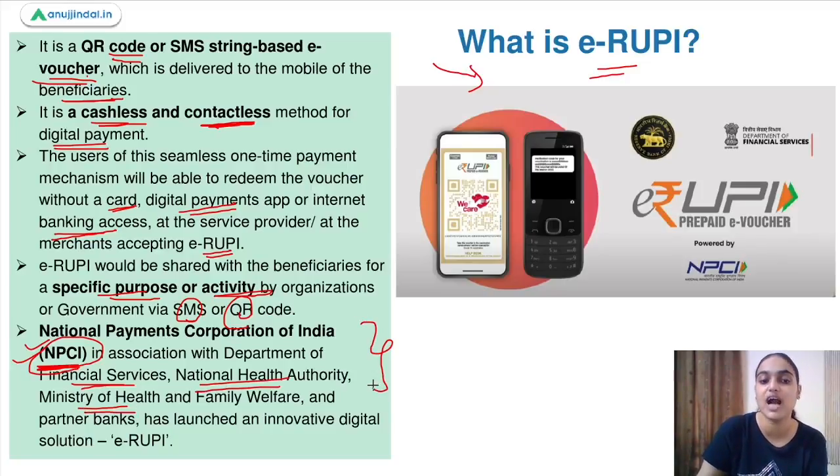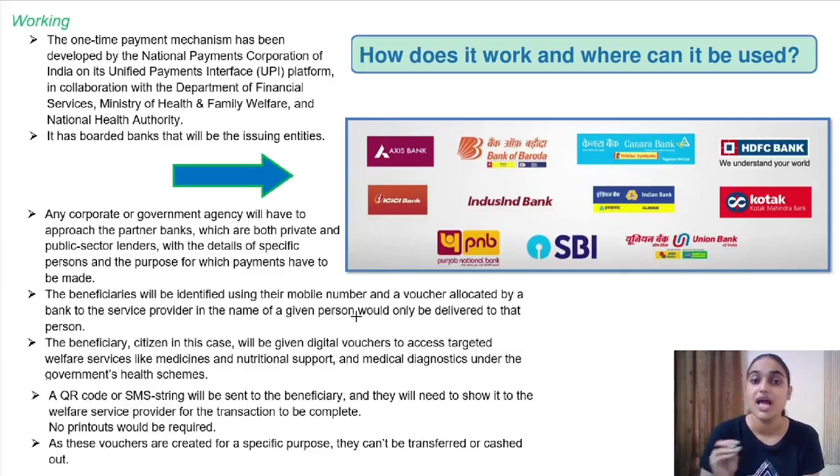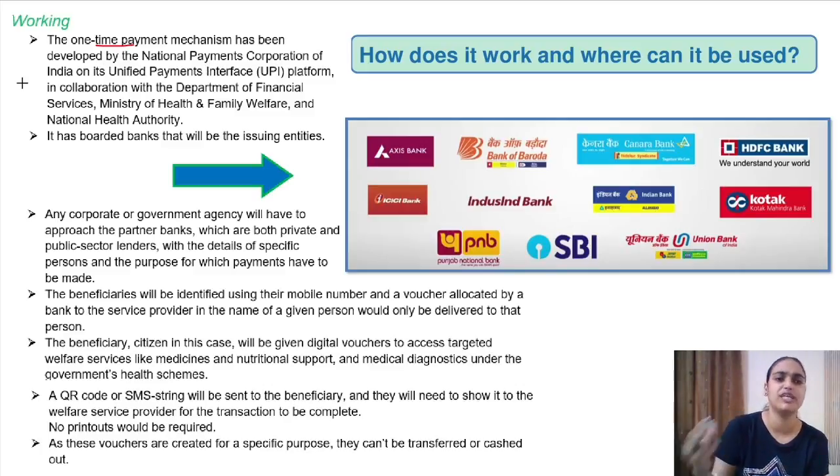So they have together come up with this e-RUPI, which is initially for the health sector, but later on, it will also get executed in other sectors, and it will not be restricted to government, but private corporations and individuals can also get this e-voucher issued. How it will work, how it will get issued, we'll be discussing in the upcoming slides. I hope the basic concept is clear. Now let's discuss how it will work and where you can use it. So it's the one-time payment mechanism which is developed by NPCI in collaboration with the Health Ministry, Department of Financial Services.